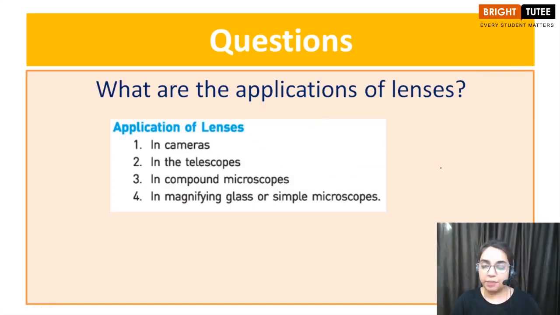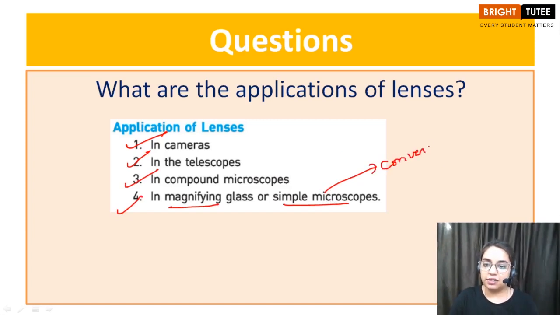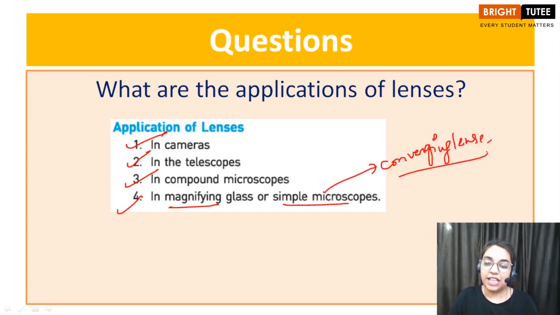Okay, let's move to the next question, which is, write the applications of lenses. So children, lenses are commonly used in cameras, telescopes, compound microscopes, and in a magnifying glass, which is also known as a simple microscope. And the type of lens used in these is the converging lens. What converging and diverging lenses are, we will discuss in other questions. Okay, so let's move to the next question.